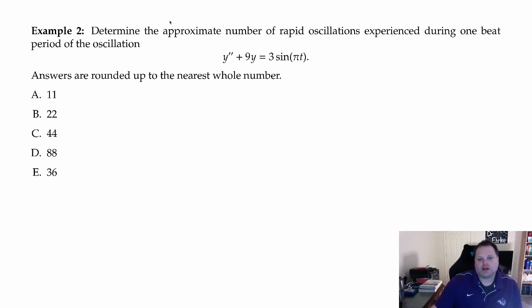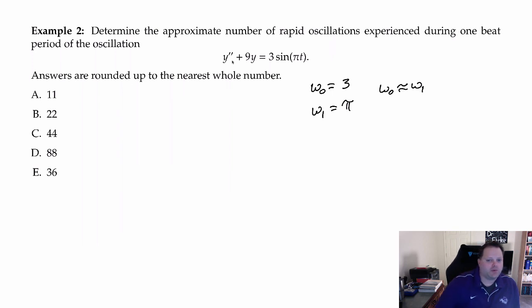All right, let's do another similar example here, but we're going to calculate something slightly different. I want to determine the approximate number of rapid oscillations, the thing that's actually graphed. How many rapid oscillations occur during one full beat period for this particular differential equation? We know that this is probably going to be a beat because omega naught is 3 and omega 1 is pi, so they're close to each other, and we know that beats will occur here. All right, so go ahead, pause the video, give it a try, see if you can come up with the correct answer, and then we'll take a look at it together.